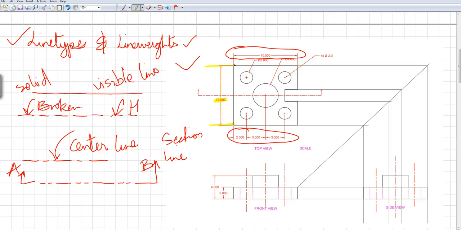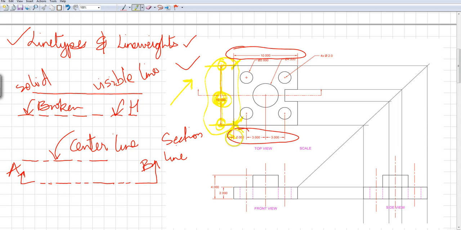So this whole thing is one dimension, and it's read from here till here, at a distance of 10, and it's within the dimension line. Another thing the dimension line has is arrows. You see at the end you have this arrow. So that means the dimension is going from there till here at a distance of 10.